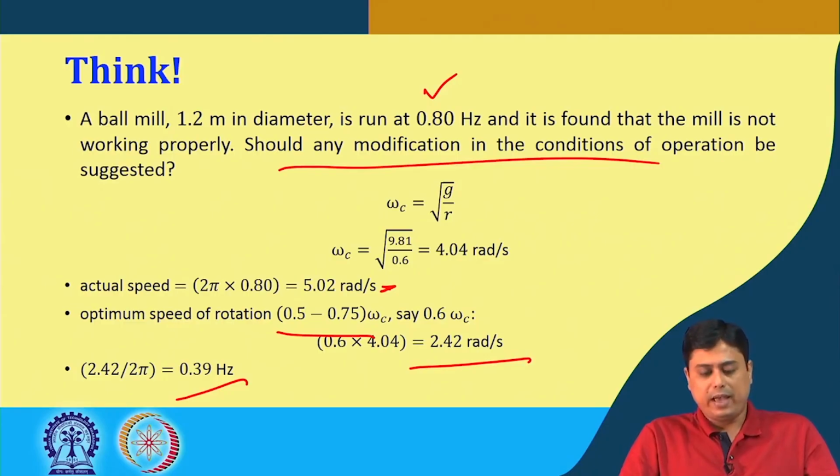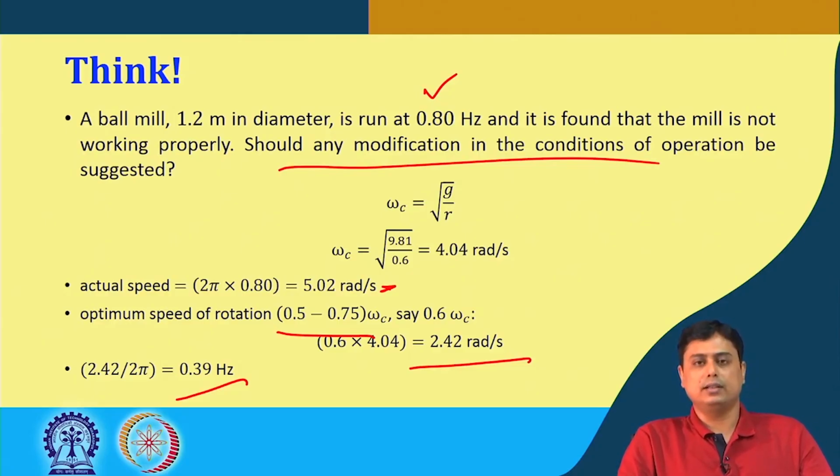So, which means we have seen today different types of equipment based on the stressing mechanism, and particularly we had focused on the ball mill because of its popularity. We have seen what is the critical speed of a ball mill, why it is advantageous, why it is having widespread application, and how the optimum speed can be obtained from this critical speed.